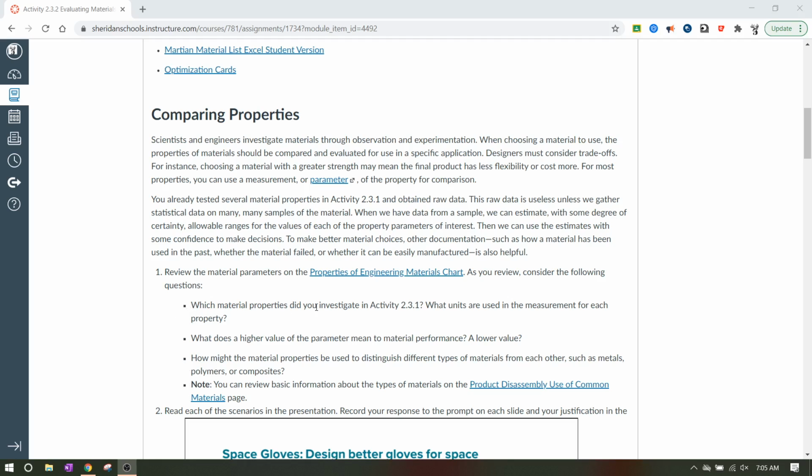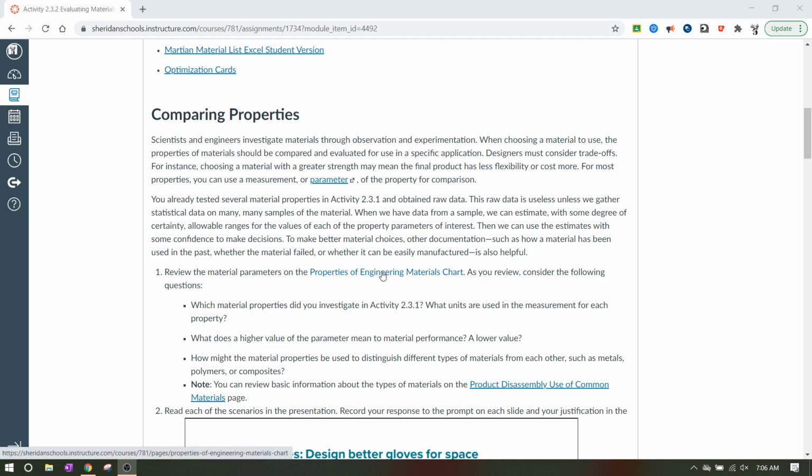Which material properties did you investigate in 2.3.1? What units are used in measurement for each property? What does a higher value of the parameter mean to material performance? What does a lower value mean? How might the material properties be used to distinguish the types of materials from each other, such as metals, polymers, or composites? Now you can review basic information about the types of materials on the product disassembly. So these are questions that need to be answered.